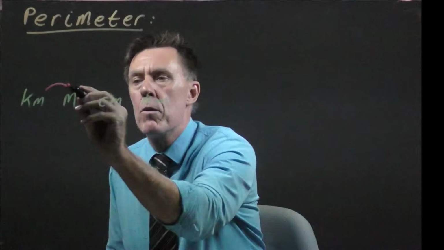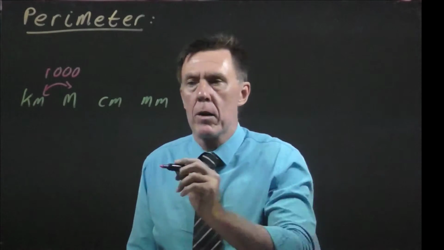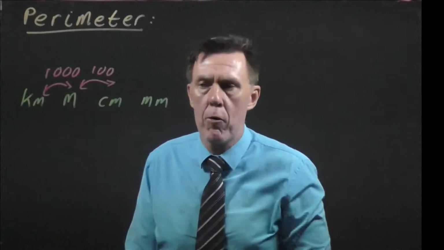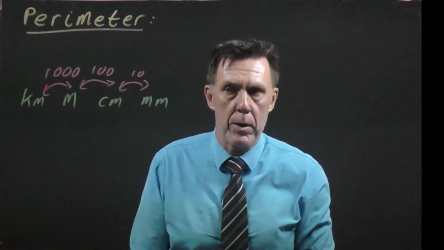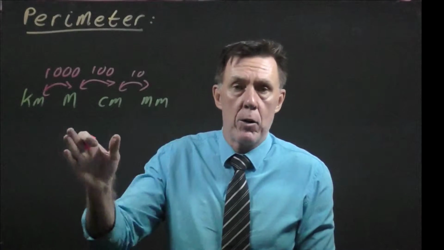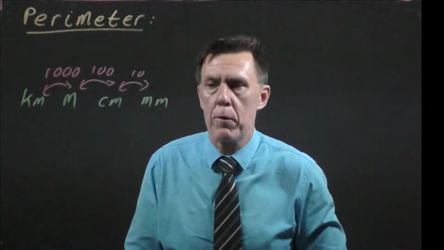We know that there are 1,000 meters in a kilometer. We know there are 100 centimeters in a meter, and we know there are 10 millimeters in a centimeter. Whether we add, subtract, multiply, or divide, sometimes people get a little bit confused on that.